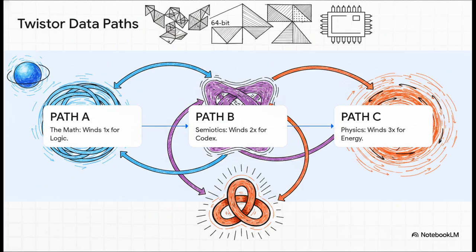Step 1 is path A. This represents the math, and it winds exactly 1 time to dictate the orientation and logic of the data. Step 2 is path B, which represents the semiotics. This one winds 2 times, dictating the topological surface and meaning, so essentially creating the codex. And finally, step 3 is path C, the physics, which winds 3 times to dictate the field strength, spin, and energy. By combining logic, meaning, and energy, the data isn't just stored as a simple 1 or a 0 anymore. It becomes a 3-dimensional geometric shape, locked together perfectly by that tuning engine.